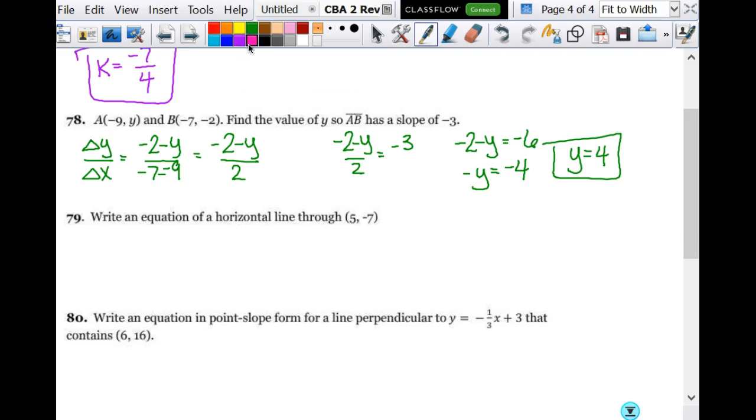All right, so I want to write an equation of a horizontal line. Remember, your horizontal lines, when you rotate that around, they are y equals lines. So it's just a y equals some number. Well, if it goes through this, it has to equal this y. So y equals negative 7, and there you go.